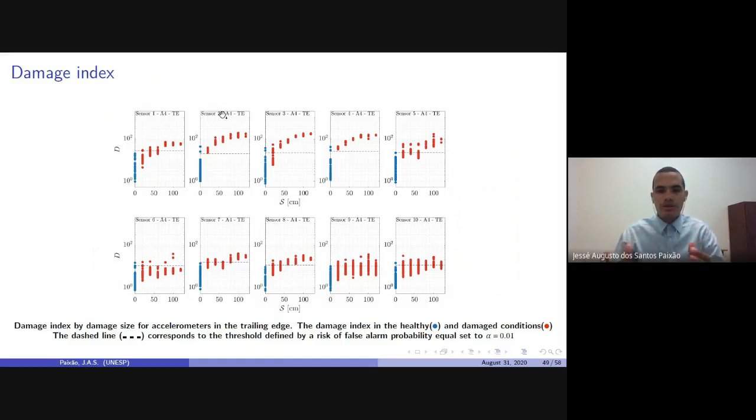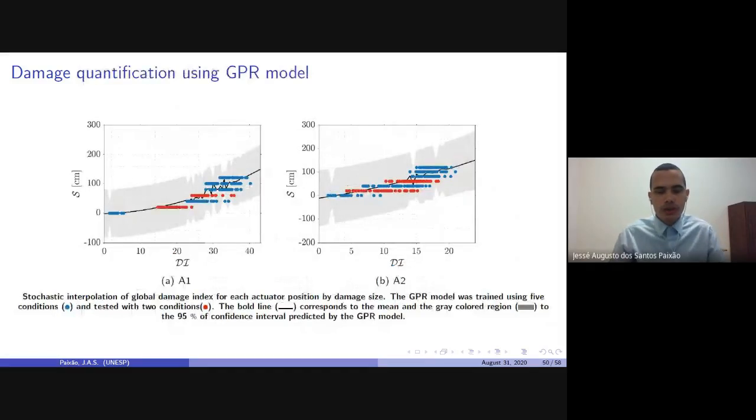Then based on this local damage index, we computed the proposed global damage index. And we also trained the Gaussian process regression model. In this case, we have the results obtained for the training. Here we have the mean of the Gaussian process regression model represented by the black line and the 95% confidence interval represented by the gray region. And we also have the points used for training, which are the blue points, and the conditions used for tests, which are represented by the red points.